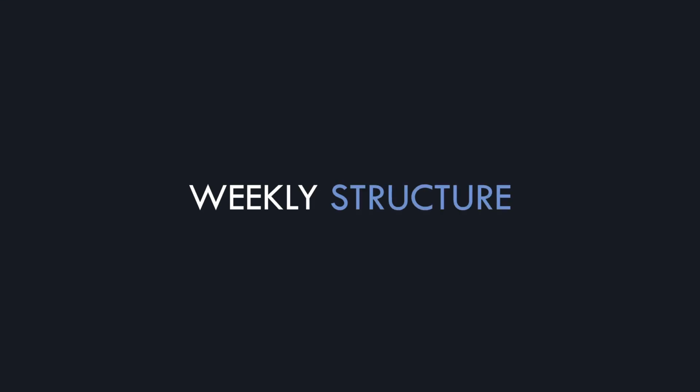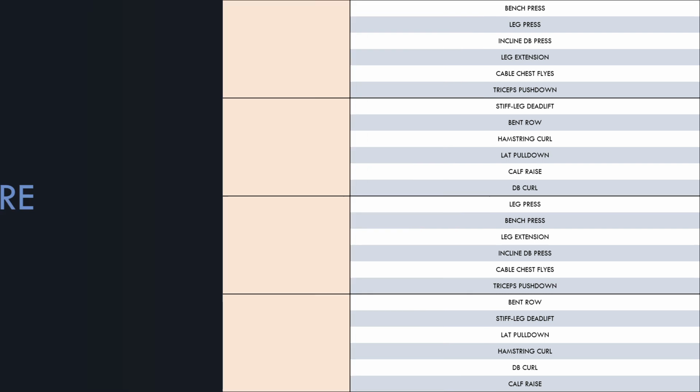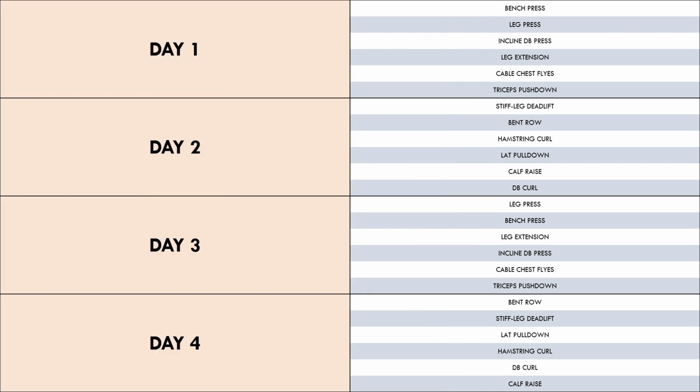Before we can apply progression methods to a program, we first need to have a basic program structure. This program will form the structure that will stay consistent throughout each week. Let's use a basic 4-day per week training program that looks like this.